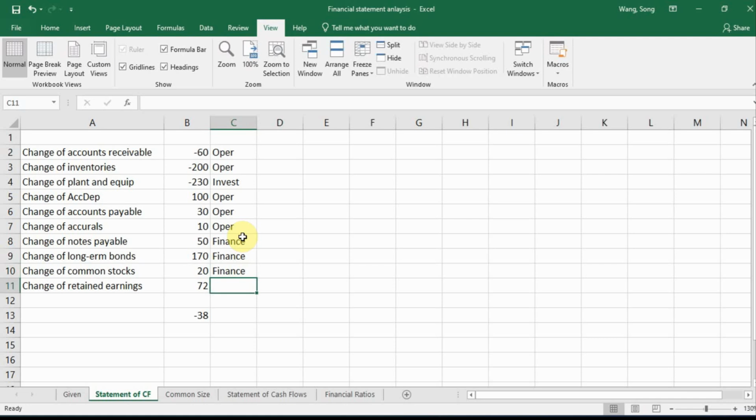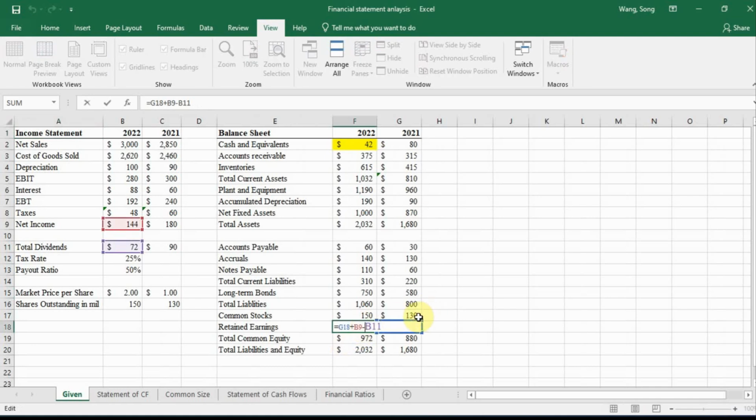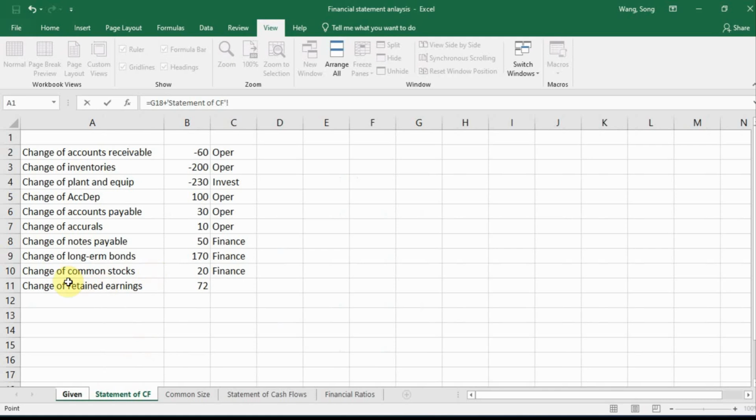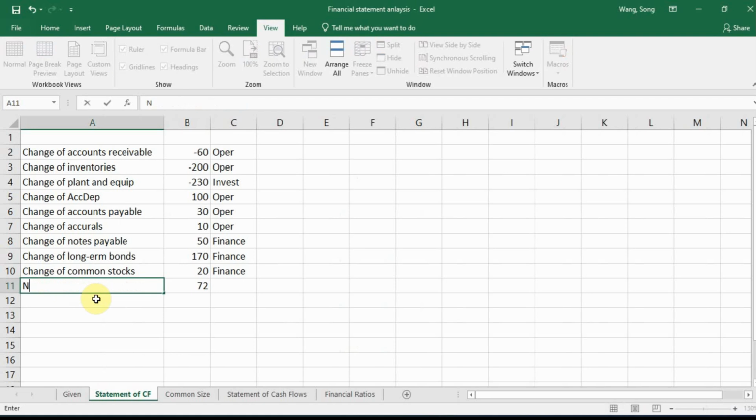And retained earnings, this could be a little different. Remember, in the given spreadsheet, retained earnings equals whatever it was last year plus net income minus total dividends. So the change of retained earnings from last year to this year is net income minus dividends. Okay, it's this part, net income minus dividend. That's the change of retained earnings. And on the statement of cash flows, we're not putting an item called change in retained earnings. Instead, we express change in retained earnings into two items.